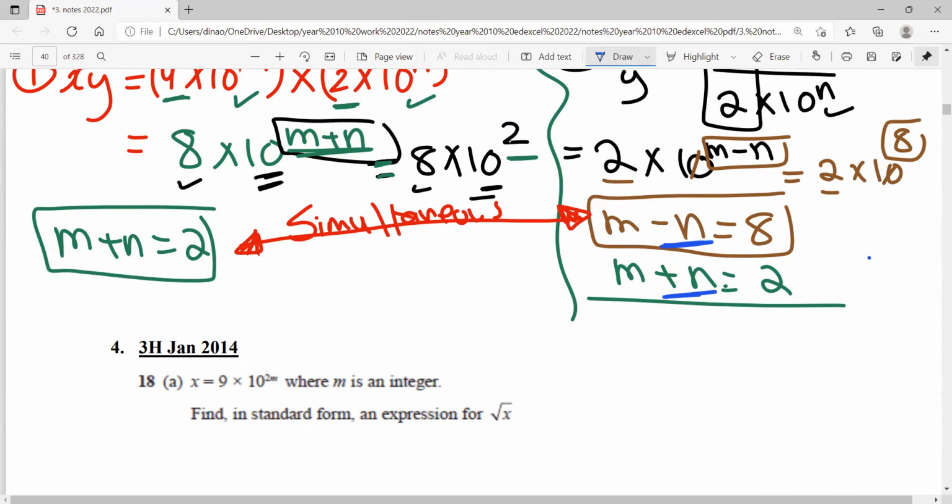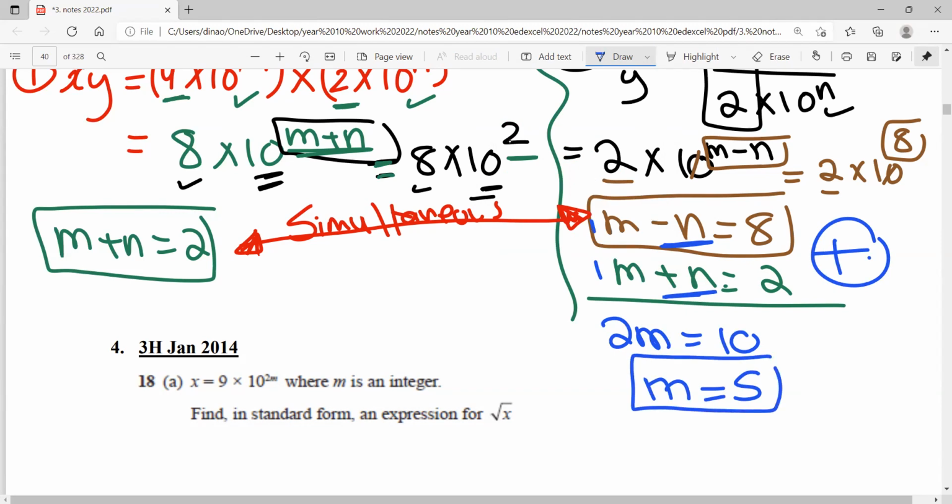If the signs are different, we add the equations. So 1m plus 1m is 2m, n and n are gone, 8 plus 2 which is 10. Divide by 2, so m equals 5.